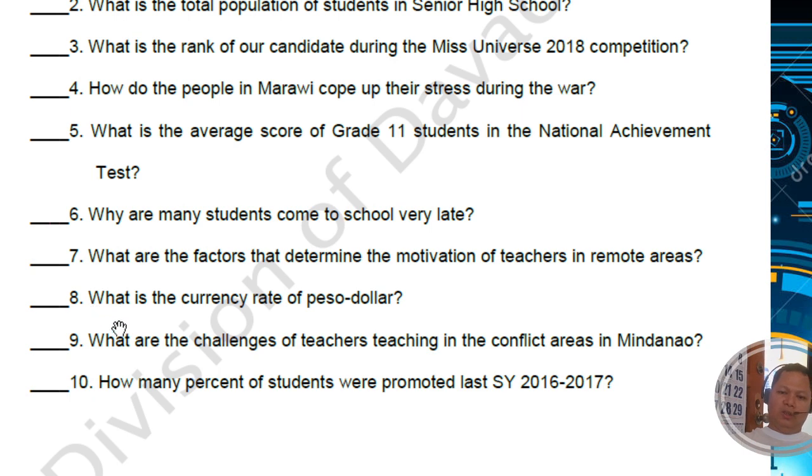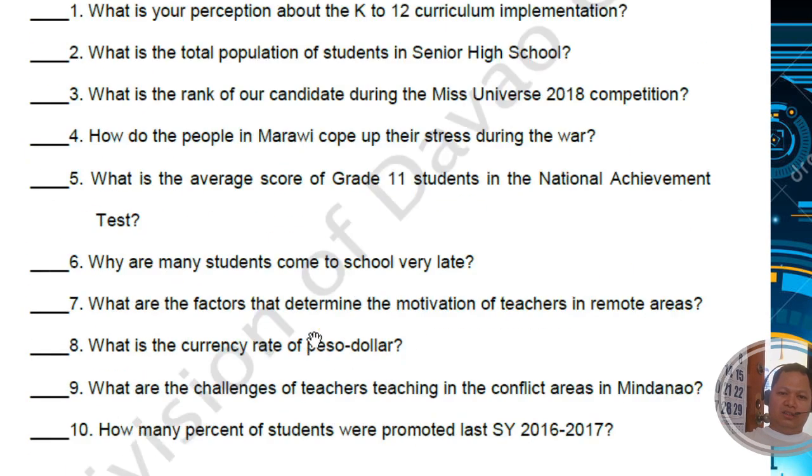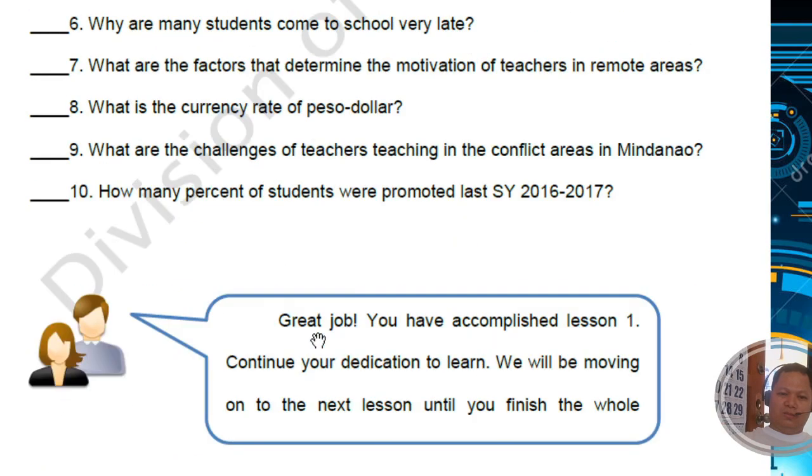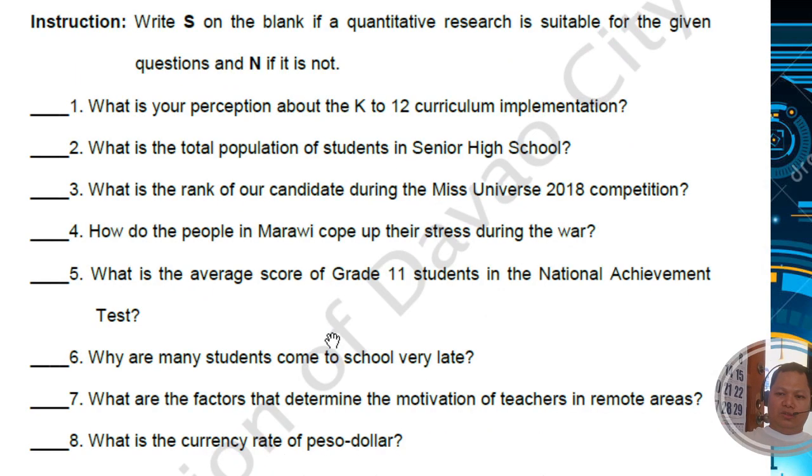Number 8, what is the currency rate of peso to dollar? That is letter S. And number 9, what are the challenges of teachers teaching in the conflict areas in Mindanao? So letter N, this is more of qualitative. Number 10, how many percent of students were promoted last school year 2016-2017? It's letter S. Okay, so count your scores. How many of you got 10 out of 10? The passing score for this is 7. I hope you were able to guess or answer correctly most of the questions.